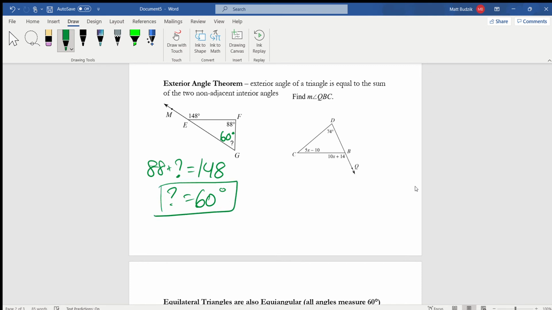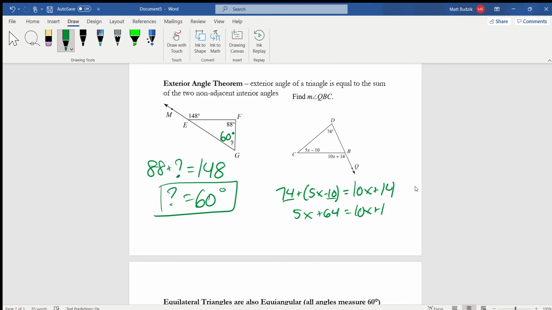If I'm looking at this second one, what we do again, we add the two non-adjacent interior angles and we set it equal to my exterior angle. So this would be 74 plus 5x minus 10 is equal to 10x plus 14. That's the setup, the rest is the algebra. So combine my like terms on the first side. So I have 5x plus 64 is equal to 10x plus 14.